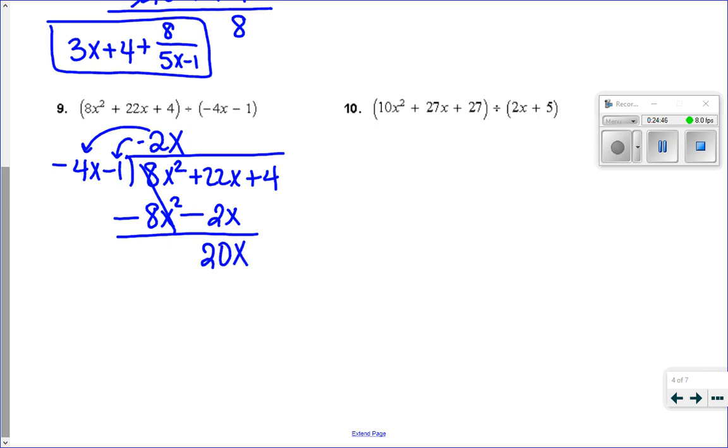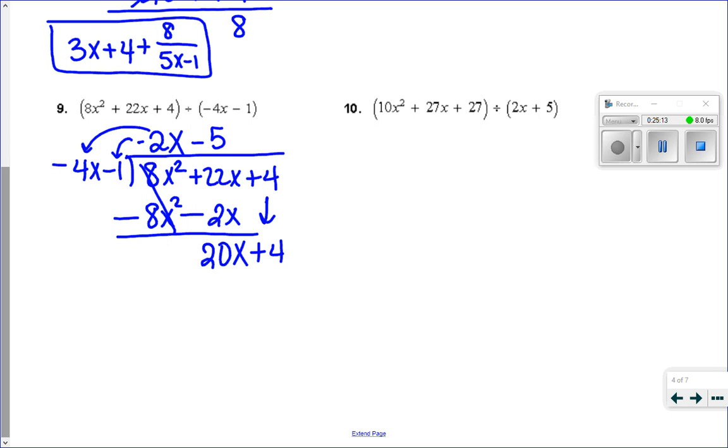And then we'll bring down this 4, and we'll play this game again. Negative 4x times what gives me 20x? Well, negative 4 times negative 5. That's what I know I would need. And then I already have 1x, I don't need another one, so it's just negative 5. So if I do negative 5, I think I'm set, but let's find out.